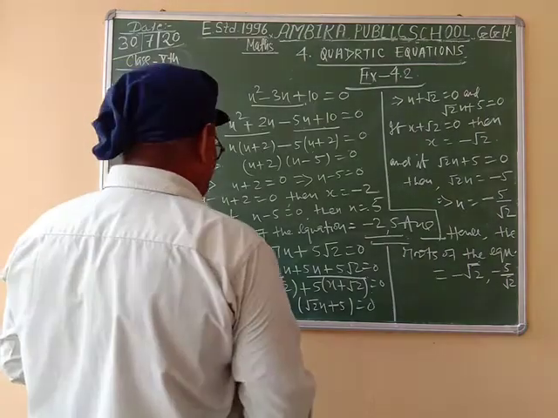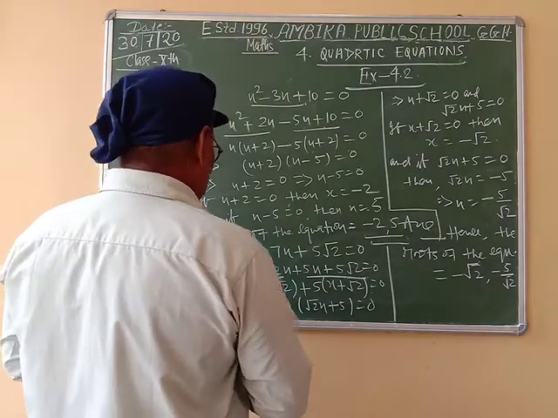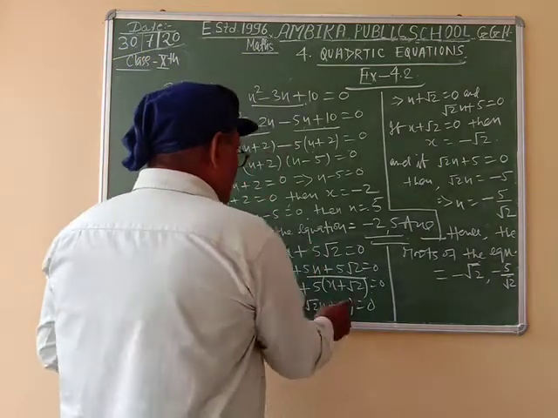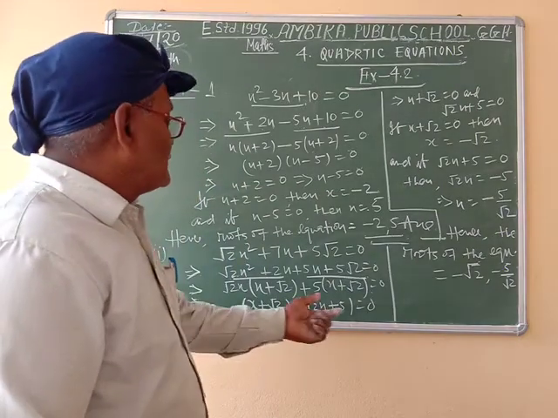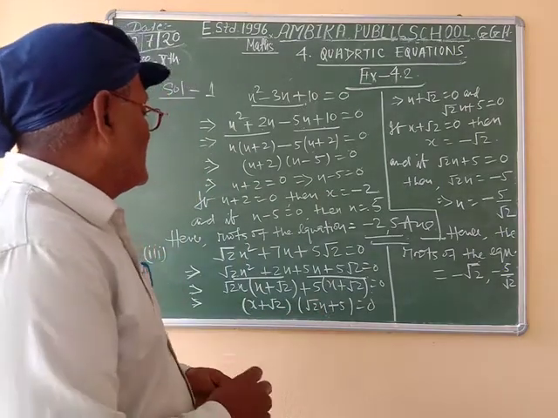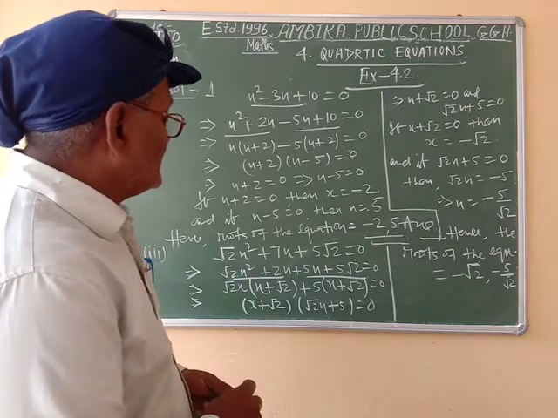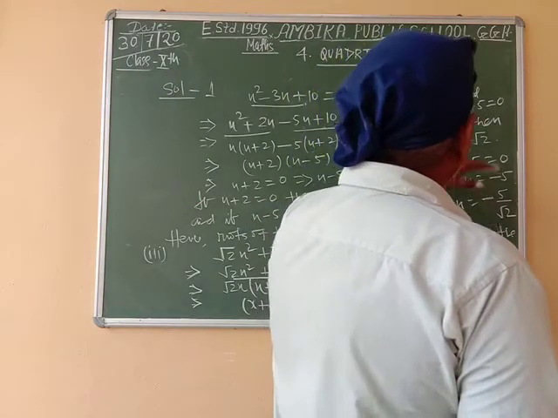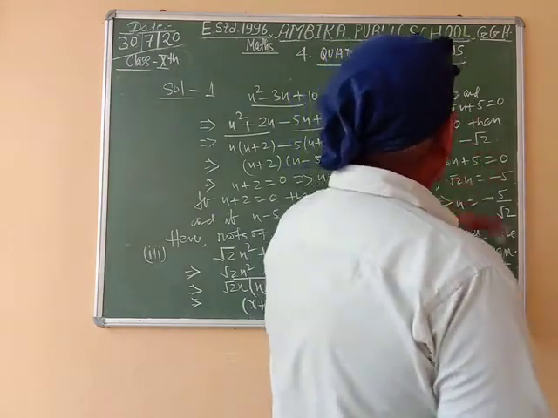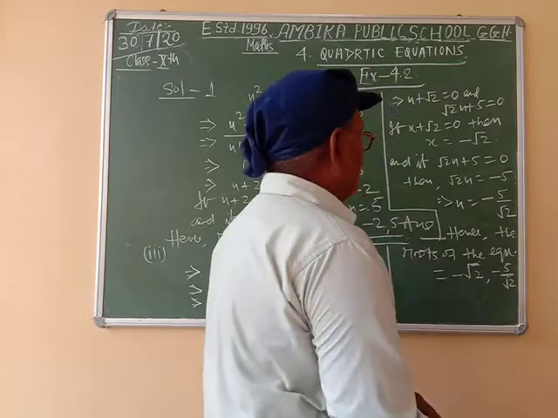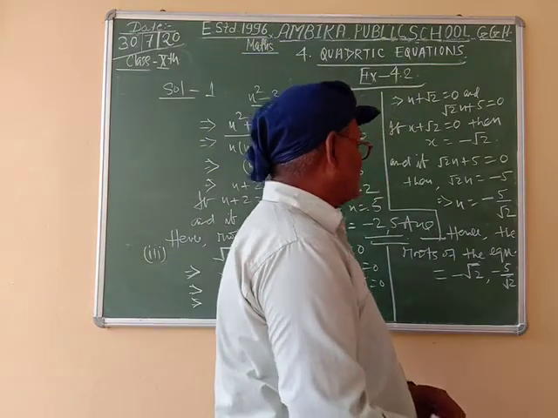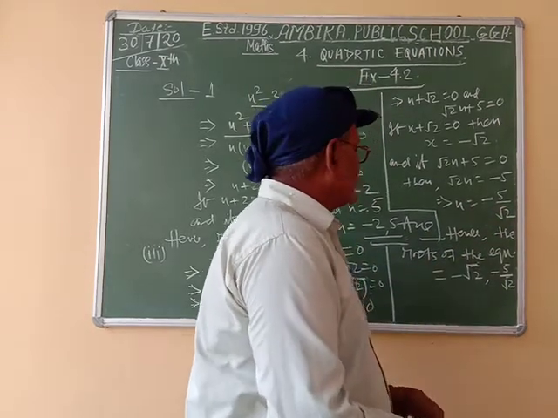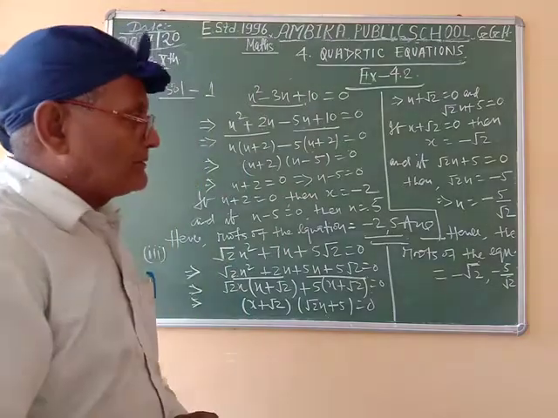Here we see that x plus root 2 is common in both parts. Therefore the first factor is x plus root 2, and the second is root 2x plus 5, equal to 0. Also we see that the product is 0, therefore x plus root 2 is 0 and root 2x plus 5 is equal to 0 separately. If x plus root 2 is equal to 0, then x is equal to minus root 2 by transposition, and if root 2x plus 5 is equal to 0, root 2x is equal to minus 5, so x is equal to minus 5 by root 2. Hence the roots of the equation are minus root 2 and minus 5 by root 2.